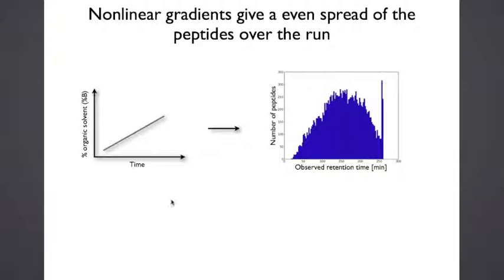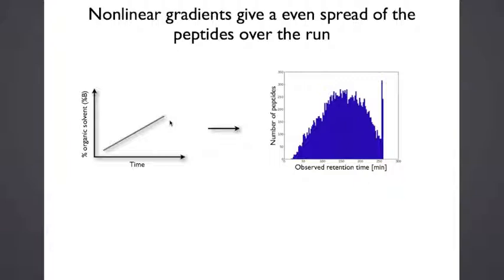As you know, most chromatographers are using a linear gradient for separating peptides. That means that if we plot the percentage of organic solvent as a function of time, we will obtain a line. And this is the most typical gradient used when separating peptides.